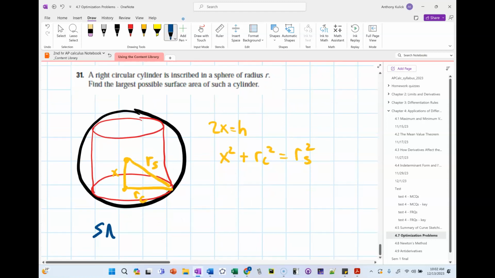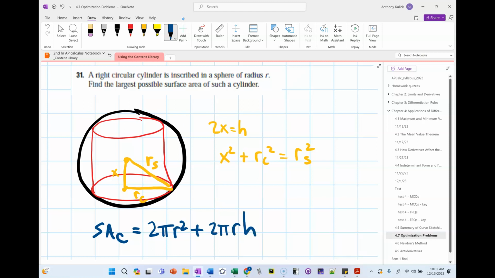Now we know the surface area for a cylinder is... who remembers this formula? Cylinder. 2 pi r squared, so it's the top and bottom, plus 2 pi r, the perimeter of the circle, times the height of the cylinder. Well done. Now let's put some C's on all this stuff.